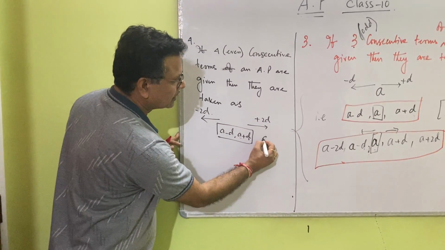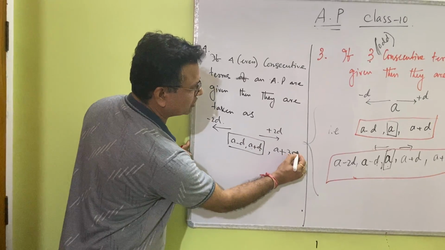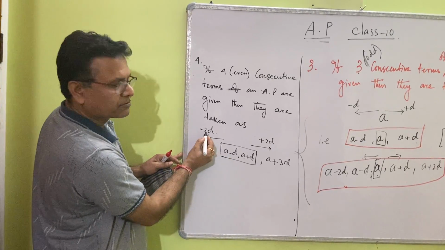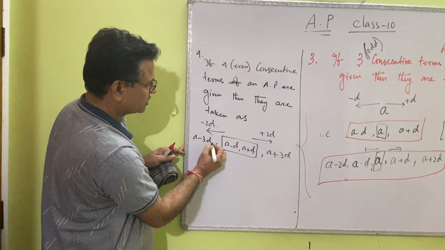So, I will get what? A plus D plus 2D. That means A plus 3D. If I move here, A minus D, I have to subtract again 2D. I will get what? A minus 3D.